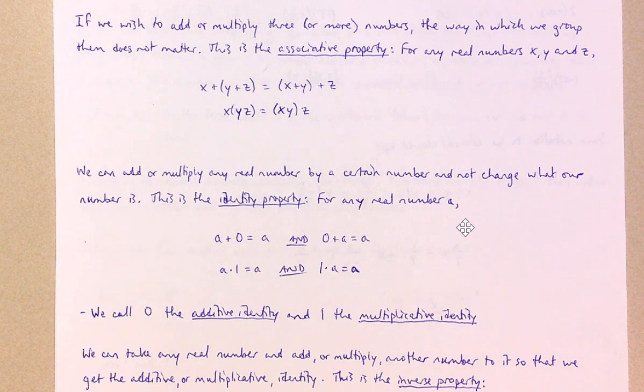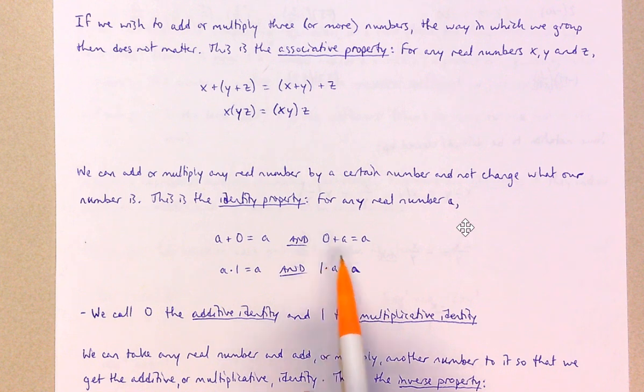So for any real number a, if we add 0 onto a, we're going to get a, and that is commutative as well. So 0 plus a is also equal to a. And for multiplying, if we multiply a by 1, that also gets us a. And 1 times a is equal to a. We call 0 the additive identity, and we call 1 the multiplicative identity. Now this is nothing really new that we're seeing here. We all know that a plus 0 is equal to a, and a times 1 is equal to a. We're just adding this special name to it, this special title, if you will.